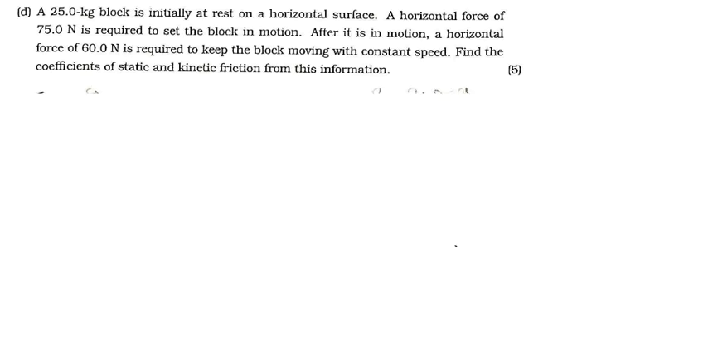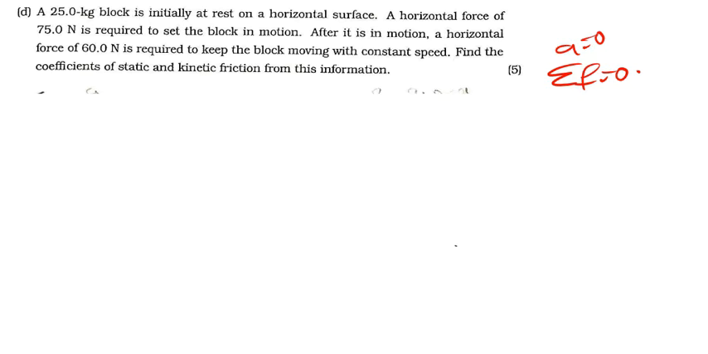Now it is in motion, meaning we have changed from static friction to kinetic friction. A horizontal force of 60 newtons is required to keep the block moving with a constant speed. When the object is moving with a constant speed, it has an acceleration of 0, meaning that the net force is 0. Find the coefficient of static and kinetic friction from this information.